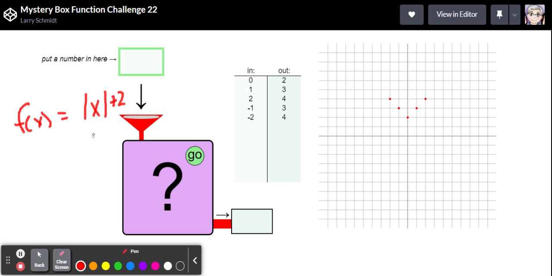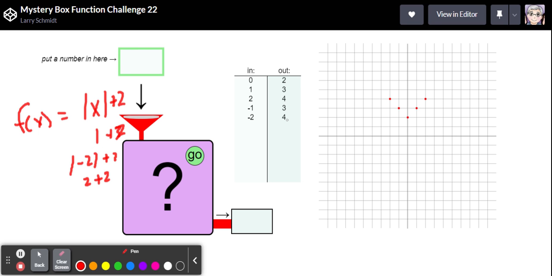So if you put a positive 1 in here, 1 plus 2 would equal 3. And we put in 1 and we got out 3. How about if we put in a negative 2? Let's try that. So the absolute value of negative 2 plus 2. Well, the absolute value of negative 2 is a positive 2. And then plus 2 would be 4. And yeah, we put in negative 2, we get out 4. This appears to be working.